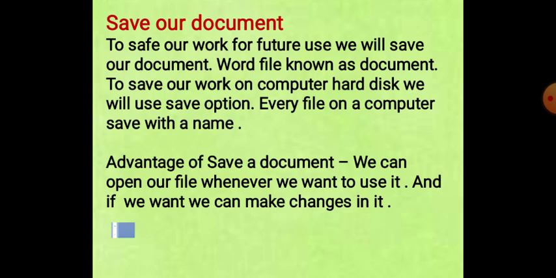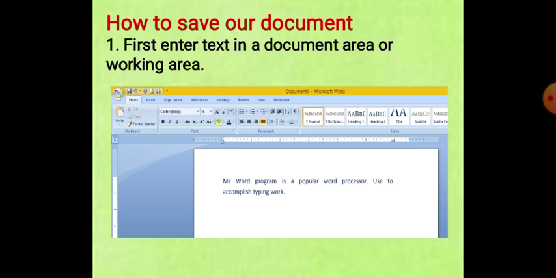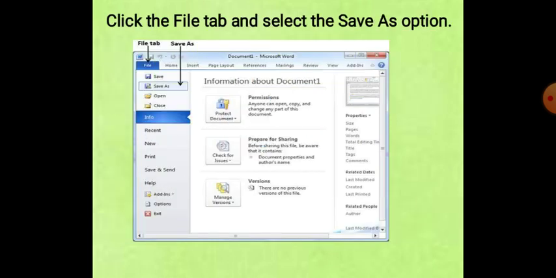Okay. So now we will understand how we will save our document. For saving a document, first of all, we will enter the text in the document area. Then we will click on the file tab. In the file tab, there is a save as option. So we will click on the save as option. Children, the save as option is used when we want to save a file with a name.